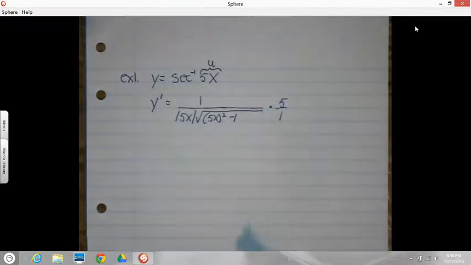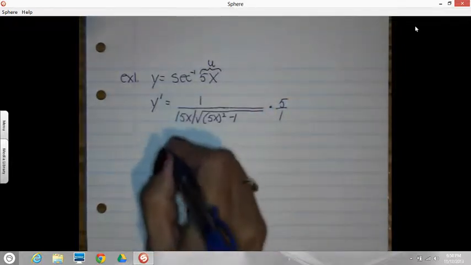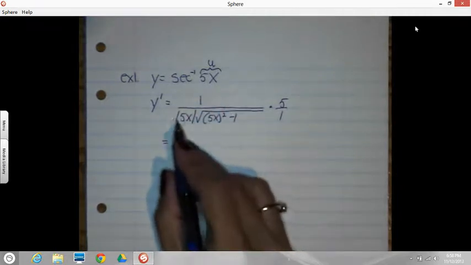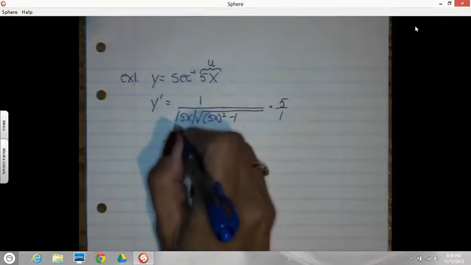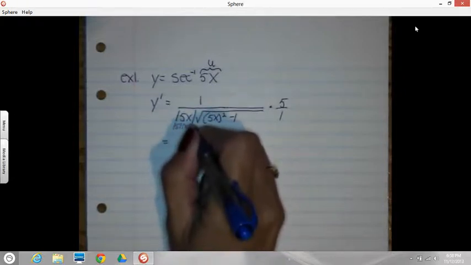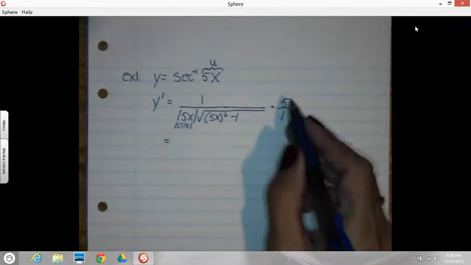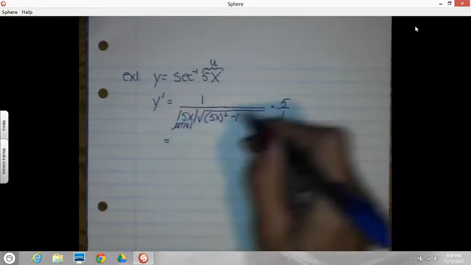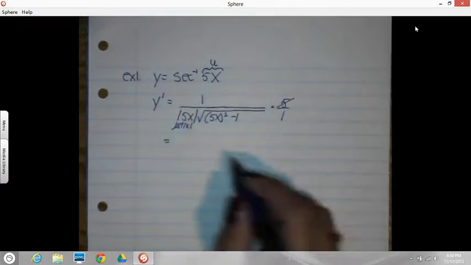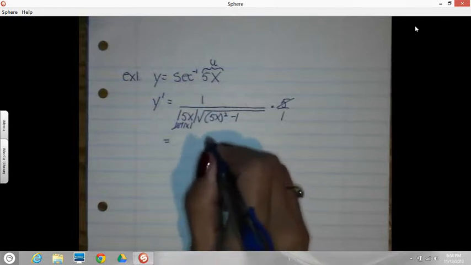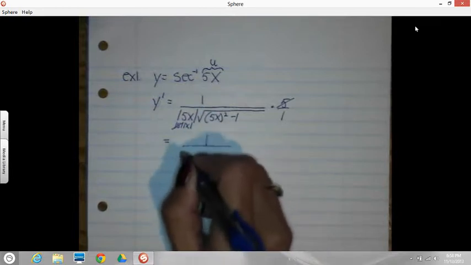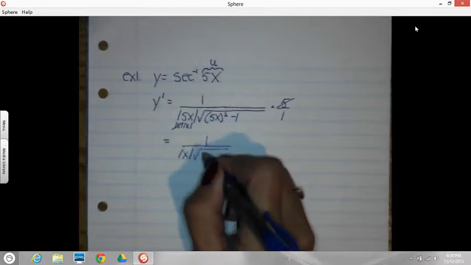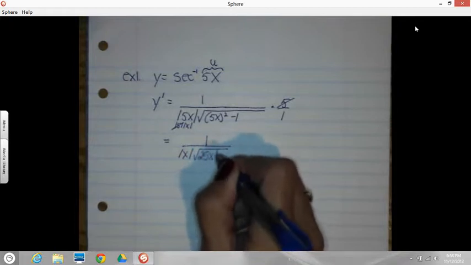And then it's just a little bit of simplifying in here. This absolute value of 5x, if you remember from algebra, you can break that apart into the absolute value of 5 times the absolute value of x. Because what happens is the 5 here cancels the 5 here. Because absolute value of 5 is 5, these cancel. And then I just got to square this under here. So I've got 1 over absolute value of x, and then that'll be square root of, squaring both, 25x squared minus 1.